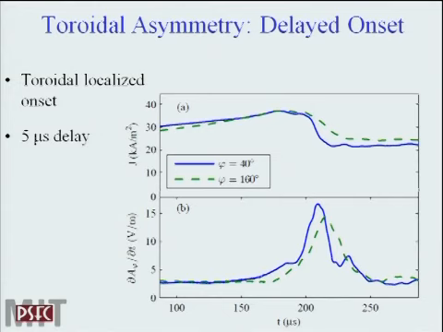And when this current goes down, then again you get a localized inductive electric field. So you get a reconnection pulse on one side, and a little bit later you get the reconnection pulse on the other side.